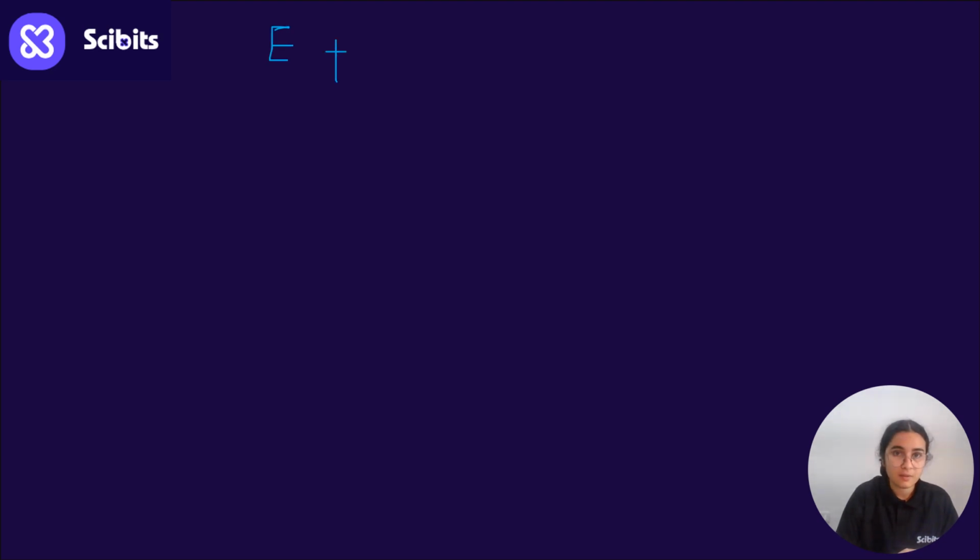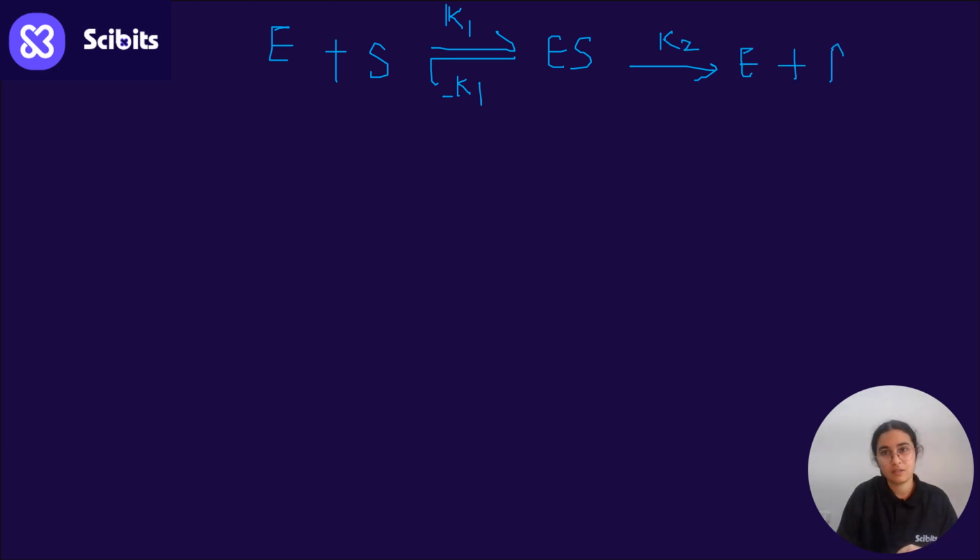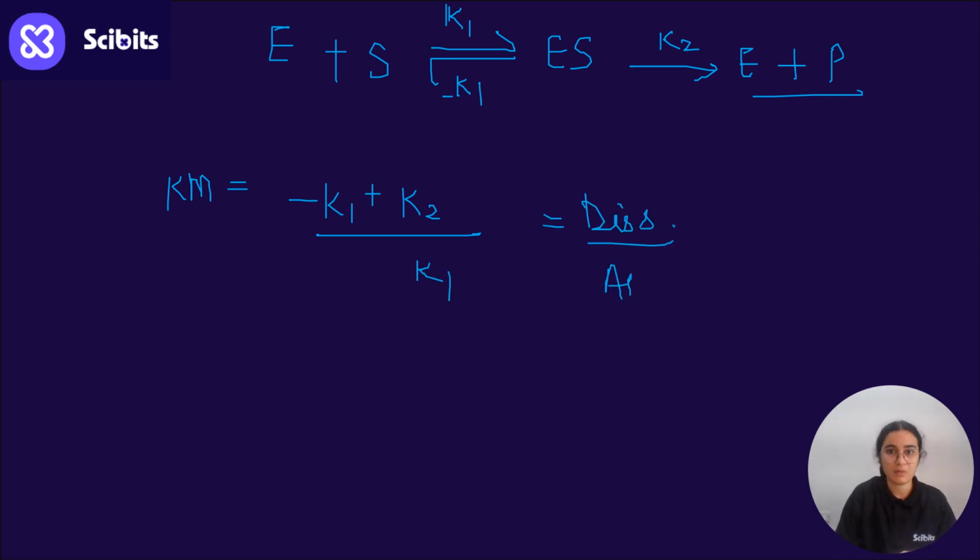So let's say enzyme and substrate form the enzyme substrate complex with the rate K1, right? And the backward reaction rate is minus K1. With the K2 rate, the product is formed, right? So the Km, that is the affinity of the enzyme for the substrate, will be given by (minus K1 plus K2) upon K1. What is it? That is dissociation by association. So K1 is associating the substrate with the enzyme, but these both rates are dissociating the enzyme from the substrate, right?